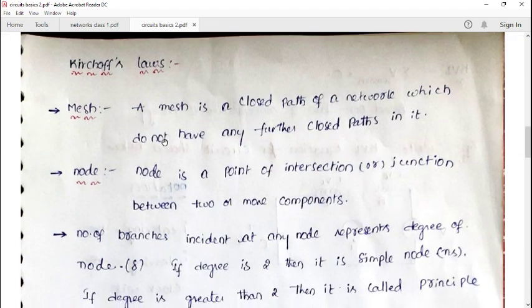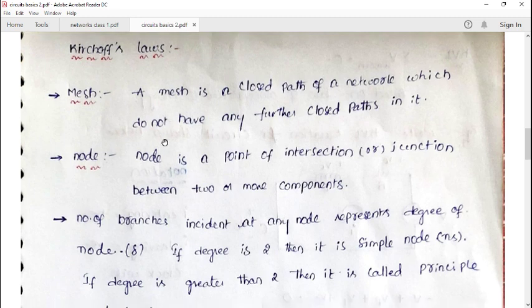Next, we'll move to Kirchhoff laws. Before going to Kirchhoff laws, let us understand what is mesh and what is node. A mesh is a closed path of a network which does not have any further closed paths. A network may have many loops, but a mesh has only one closed path. We'll discuss mesh in solving problems. I'll teach 1 or 2 problems related to mesh and nodal analysis, and each and every problem solving technique.